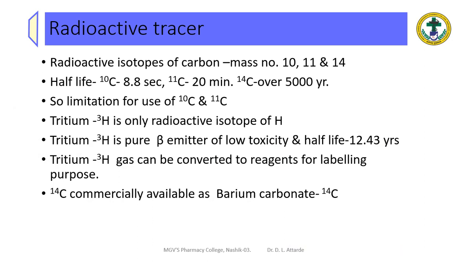Now, radioactive isotopes of carbon have mass numbers 10, 11 and 14. The half-life of carbon 10 is 8.8 seconds, carbon 11 is 20 minutes, carbon 14 is over 5,000 years. So there is a limitation for the use of carbon 10 and carbon 11, because this time is not sufficient for the study. Once the metabolites are labeled with these isotopes and introduced inside the system, many metabolic pathways take place and various intermediate forms arise, and then finally we isolate. So it takes time, and seconds and minutes are not sufficient for the study. So the one selected for this is carbon 14.